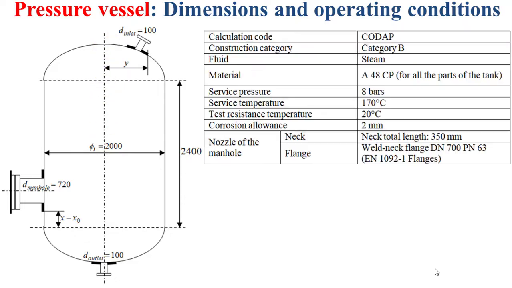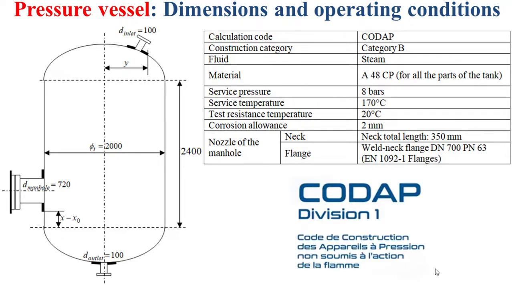Now for the operating conditions, we have this table which summarizes the different operating conditions. Of course, we will use the French calculation code CODAP in order to size the different elements of this pressure vessel. The construction category here is category B. This will permit us to determine the welding coefficient. The stored fluid is steam, which is a superheated water vapor, and all the parts of the pressure vessel are made of the steel A48CP.